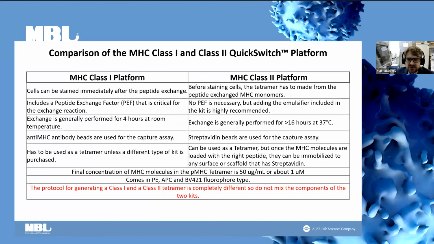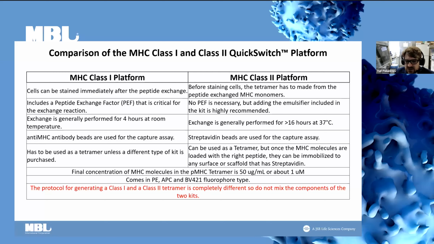As a summary of the differences in Class 1 and Class 2 kits, I want to note the following. With the Class 1 kit, cells can be stained immediately after the peptide exchange procedure. And for the Class 2 kit, the tetramers still have to be made from the peptide exchanged MHC molecules before staining cells. The Class 1 kit requires a peptide exchange factor that is crucial for the exchange reaction. And for the Class 2 kit, no peptide exchange factor is necessary, but adding the emulsifier included in the kit is highly recommended. The Class 1 kit can complete the exchange reaction in 4 hours, although once again, I recommend you do it overnight if you can, while the Class 2 kit requires at least 16 hours incubation at 37 degrees.